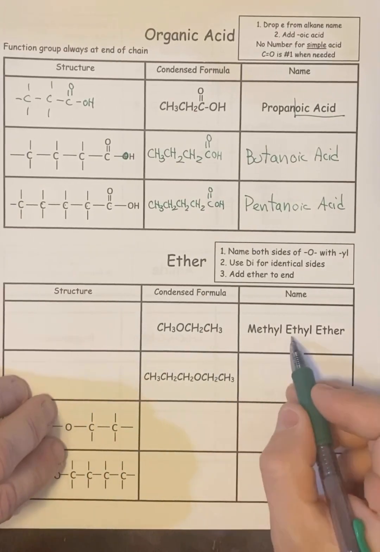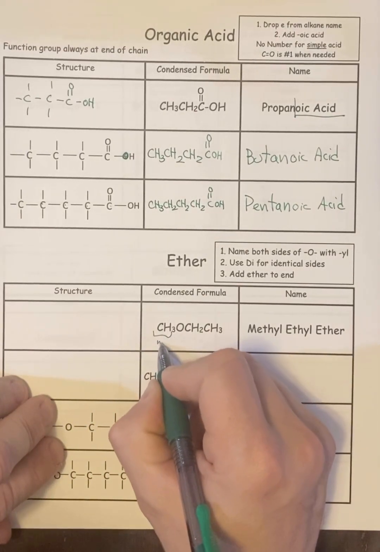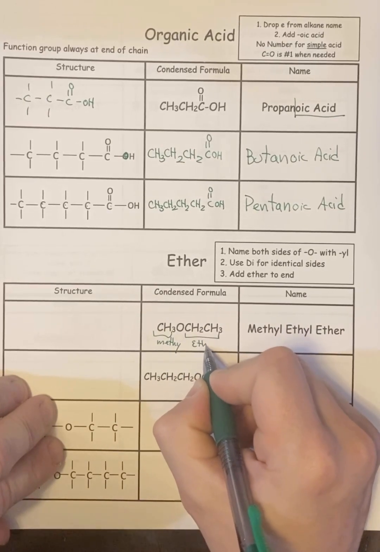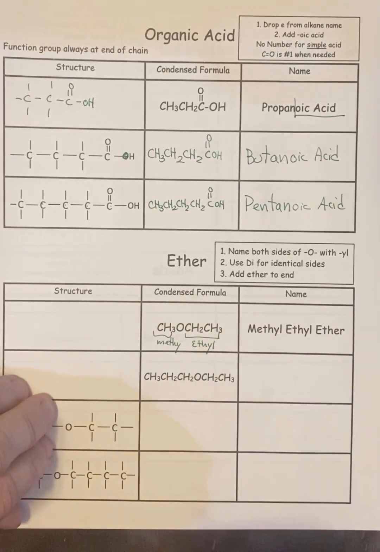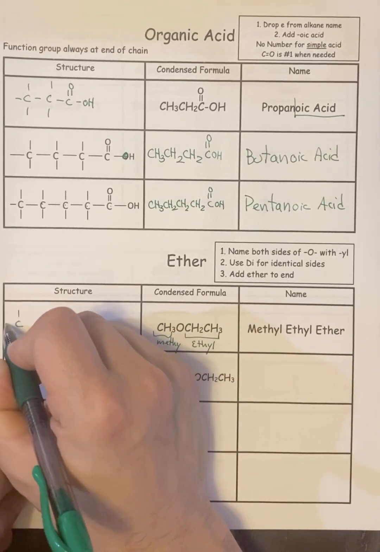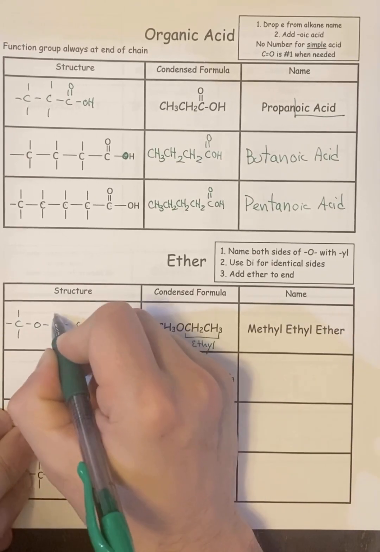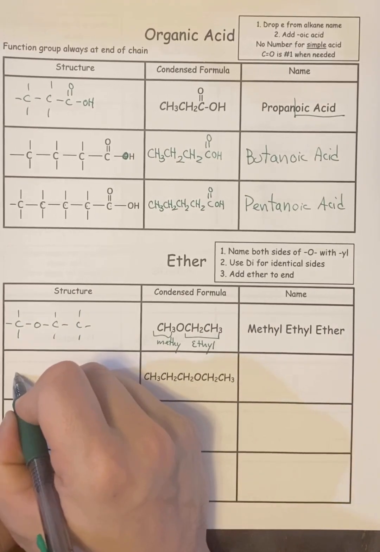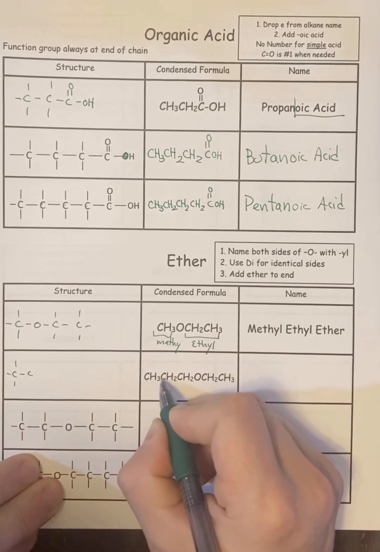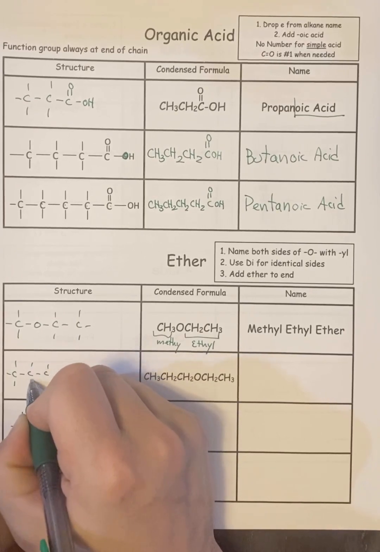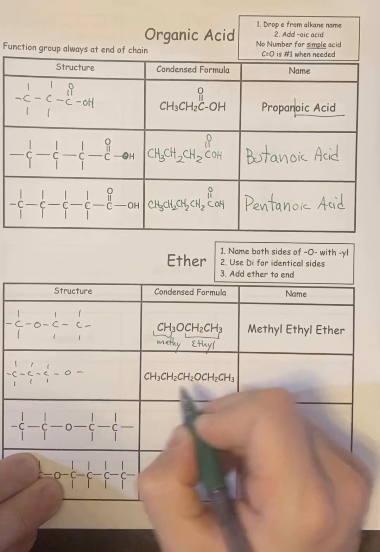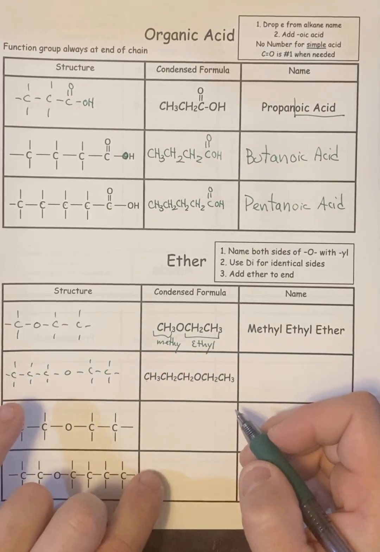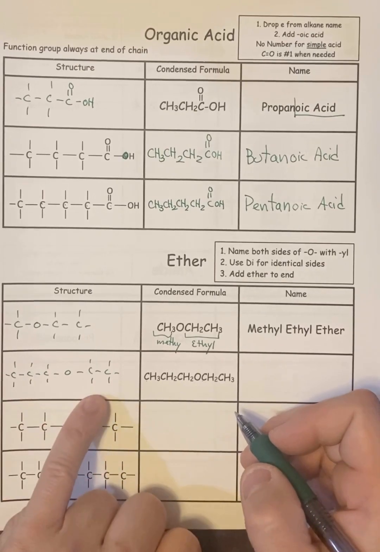So this one's called methyl ethyl ether because there's a group of 1. This is the methyl, and then there's a group of 2. There's the ethyl, and then it's an ether because it has an O between them. So uncondensed looks like this. Done. This next one, they give you the condensed. They want you to draw it. Looks like that. And this would be called 3 in a row, propyl ethyl.